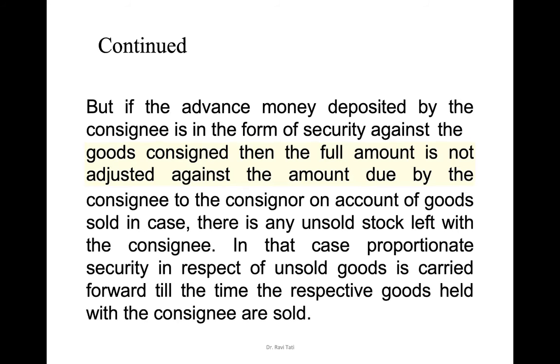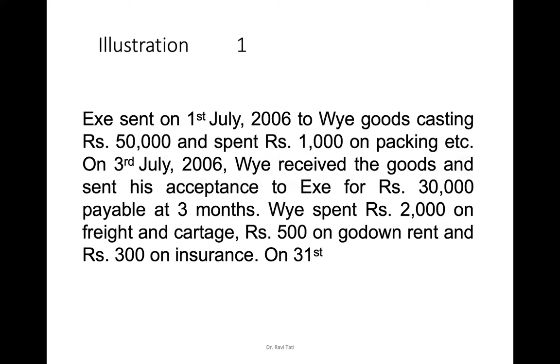In that case, proportionate security in respect of unsold goods is carried forward till the time of respective goods held with the consignee. Look at this in simple terms. If there is some unsold stock and this advance is not adjusted because there is already some stock unsold or left over, for that reason, this may not be allowed to be adjusted. That's what he's trying to say.